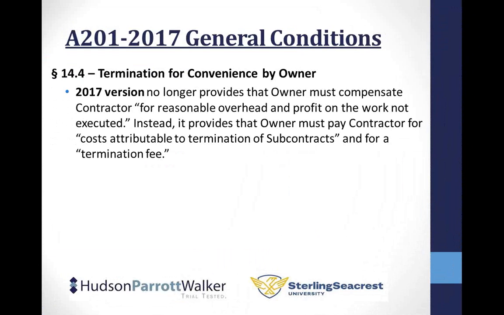Instead of the prior termination for convenience provision that talks about you get paid for overhead and expenses and a lot of terms that sound like they might mean something that the lawyers debate the meaning of all the time, 2017 cleans it up. And what it says is you now get cost attributable to termination of subcontracts, which is obviously going to be demobilization and cost of work performed, and you get a termination fee.